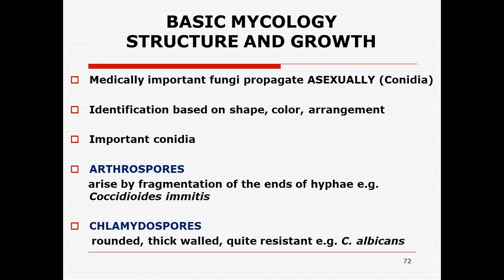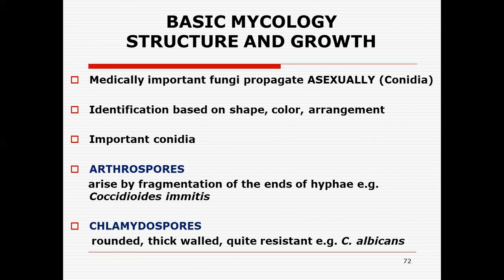The important conidia can be grouped into four. I mean, the four important subgroups of conidia, which are the asexual spores. They may exist either in the form of arthrospores, and we have three more. What is arthro? Arthro, as you know, as in arthropods, means joints. They arise by fragmentation of the end of the hyphae, and they make joints with each other.